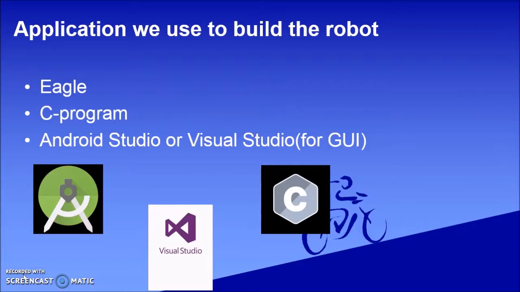For the applications we use to build the robot, we use the Eagle software, the C program, Android Studio, and also Visual Studio. The Eagle software is used to simulate our circuit and build our PCB layout. The C program is used to write the algorithm that controls our mobile robot to move and avoid obstacles. Android Studio is used to develop a GUI on our mobile phone, and Visual Studio is used to create the GUI on our computer.